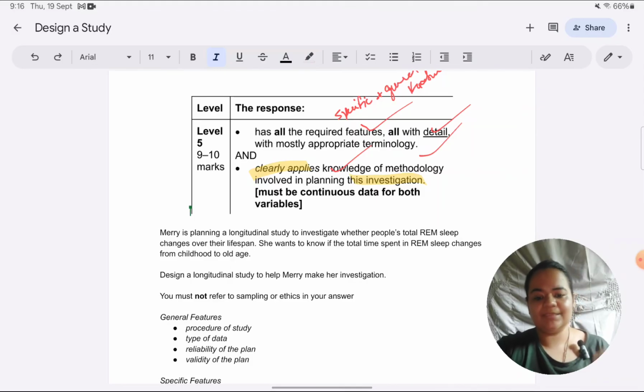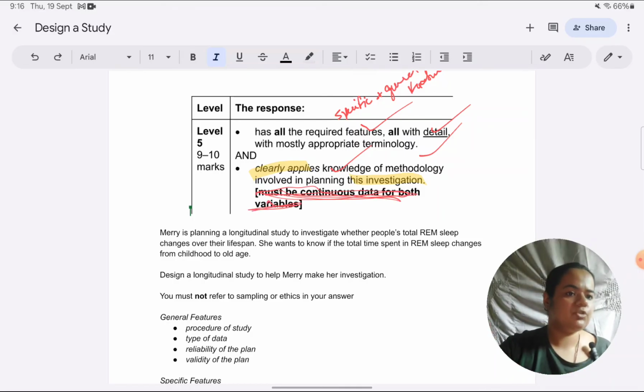One feature which you can see here is it must be continuous. This is not relevant for our study. Actually, I have picked up this screenshot from the mark scheme which is there for May, June 24. That was a correlational study.